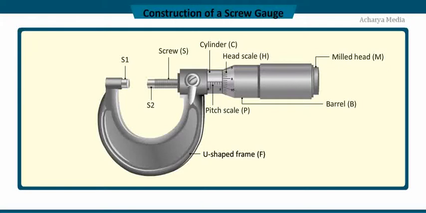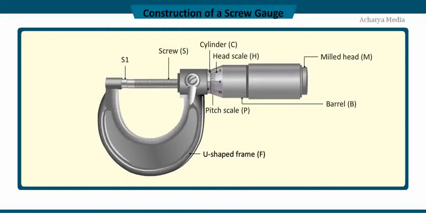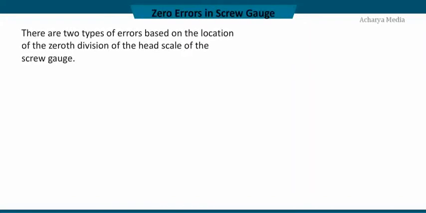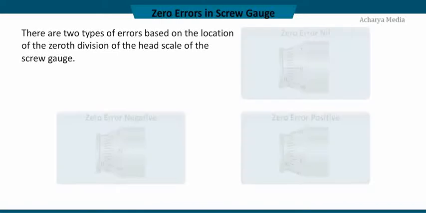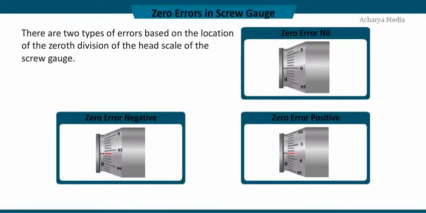With the rotation of the cylinder, the screw also rotates, and both the cylinder and screw can move back and forth axially. When S1 and S2 are in contact with each other, the zero of the head scale coincides with the index line of the pitch scale. There is a ratchet close to the milled head of the barrel, which avoids excessive pressure on the object held between S1 and S2. There are two types of errors based on the location of the 0th division of the head scale of the screw gauge.